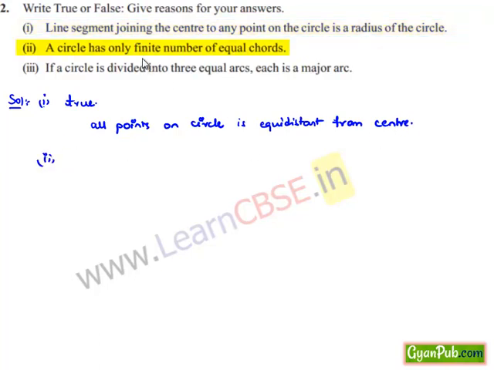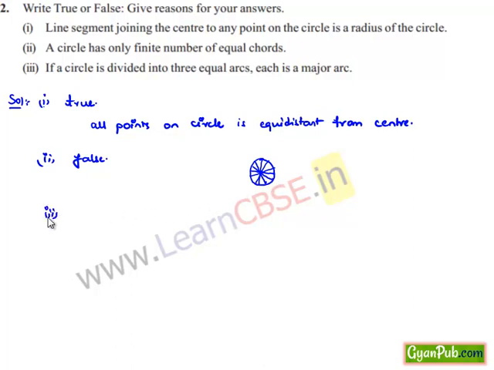A circle has only finitely many equal chords. That is false, because for example, if we consider a circle, let us consider a chord that is passing through the center, which is nothing but a diameter. As a circle has an infinite number of points on it, we can draw an infinite number of chords passing through the center. Therefore, we can't say that there will be a finite number of chords on the circle which are of equal length.